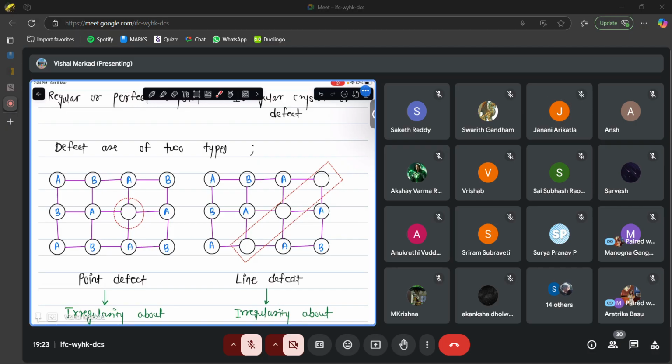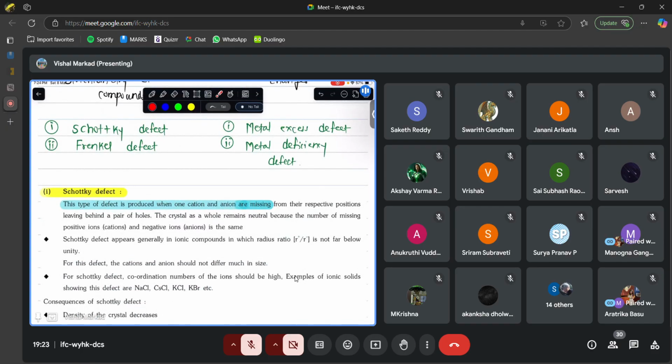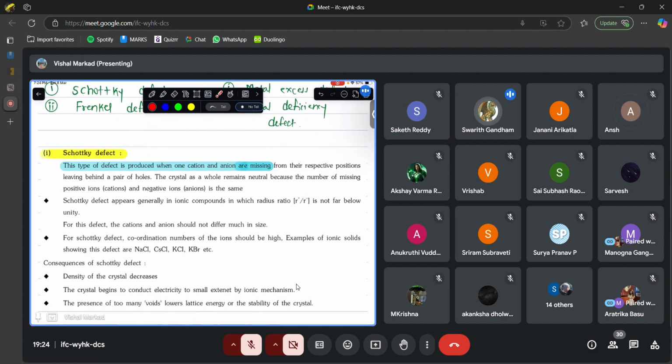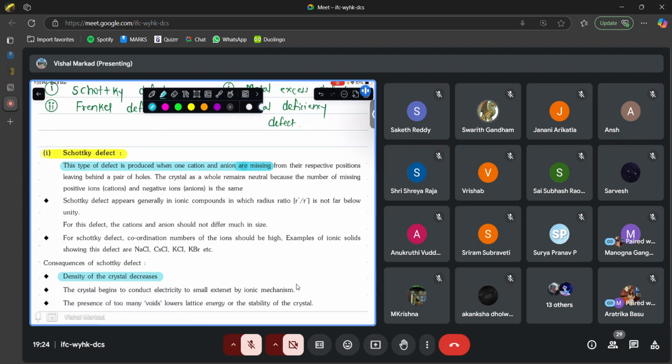So we got 3 points. What is the first point about the Schottky defect? That in this defect, one cation and one anion will be missing from their original positions. What is the second point? What will happen to the electrical neutrality? It will remain neutral. Third, what will happen to the density? Density decreases. So we just have to remember 4-5 points about this one: density decreases, electrical neutrality will be maintained.